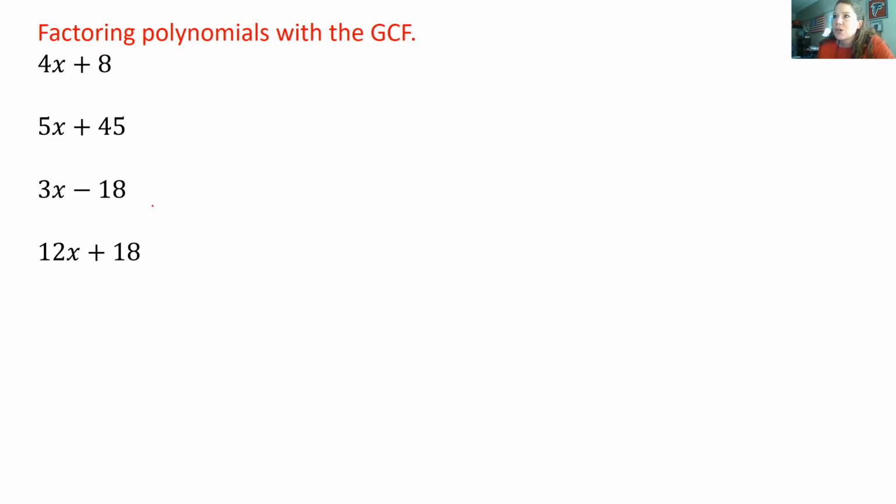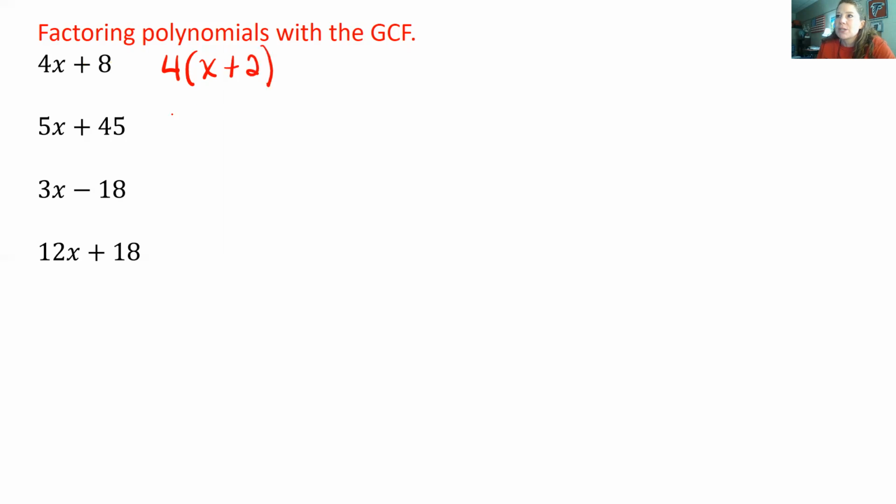8. So just like if you're simplifying a fraction, you want to divide each number by the greatest common factor. Well, that's what we're doing here as well. We want to divide 4x and 8 by their greatest common factor, which is a 4. So if we divide 4x by 4, we get x, 1x, and then positive 8 divided by 4 is 2.